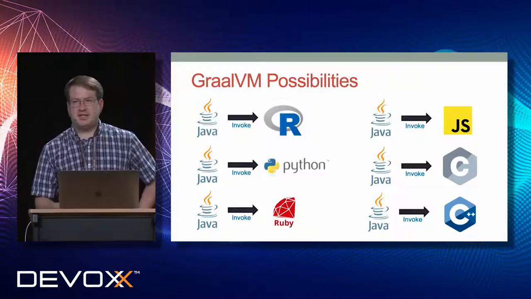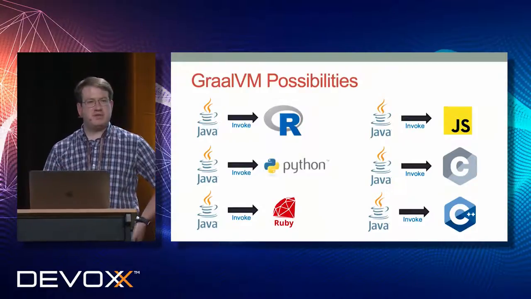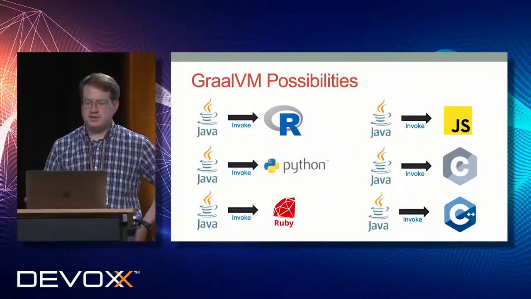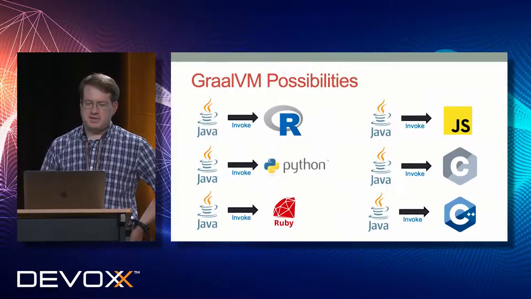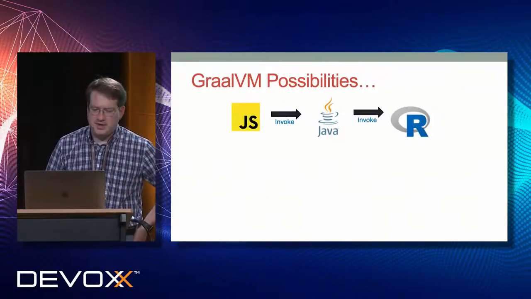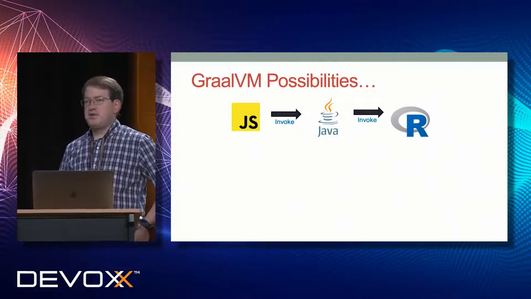There's an example online that I have a link to at the end of the presentation where somebody has actually wrapped the native libraries for SQLite and is accessing those directly from Java, right? And it's trivial to do. So these are some of the possibilities working with all the languages directly. But you can also use JavaScript to invoke Java that then turns around and invokes R.